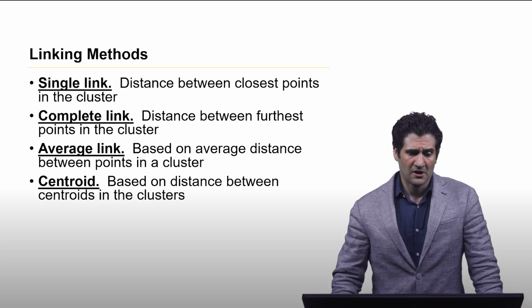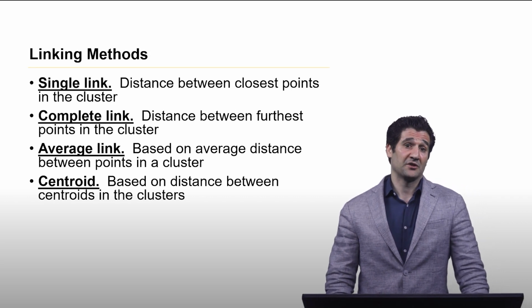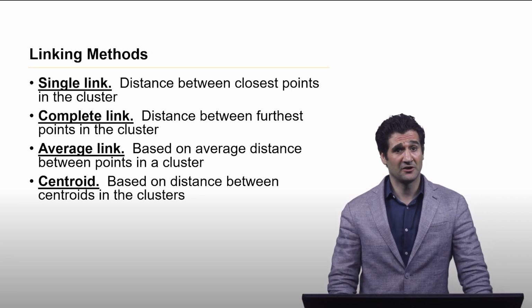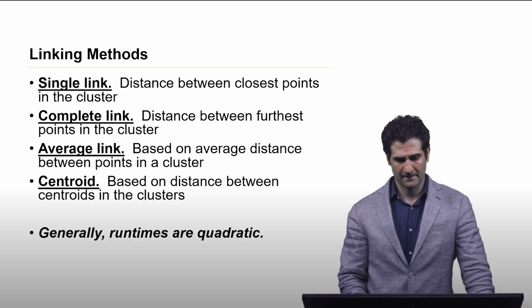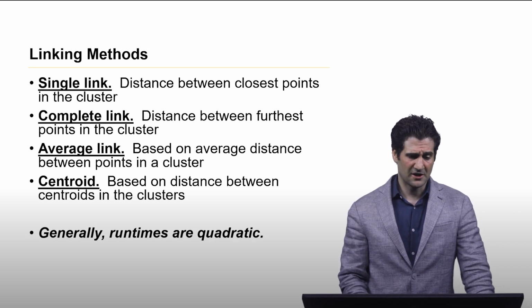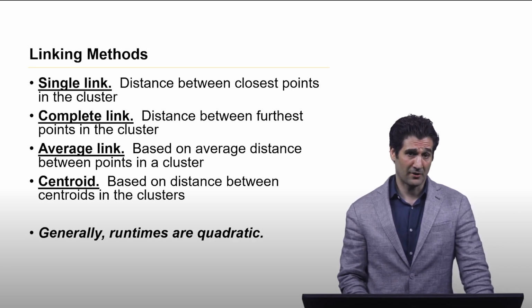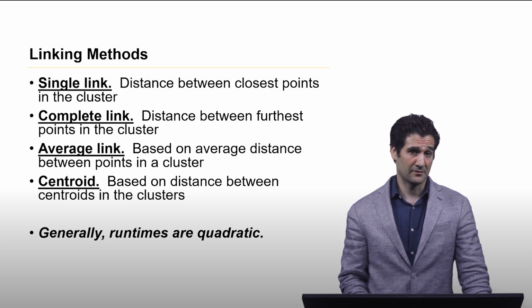The reason we still see single link in many implementations is that it ends up running very efficiently. But in general, we're going to see quadratic runtimes, or even something like n squared log n runtimes, especially when you get to things like average link.